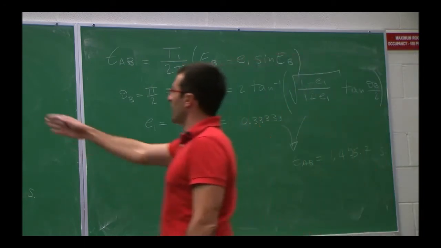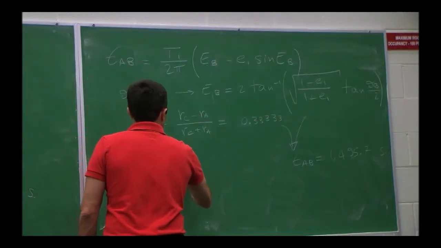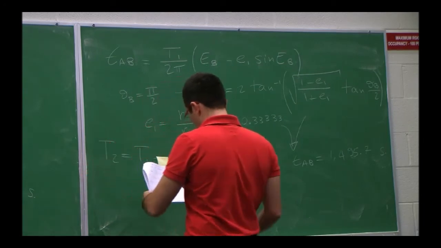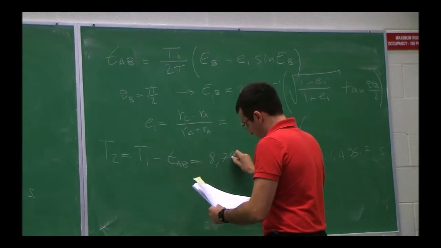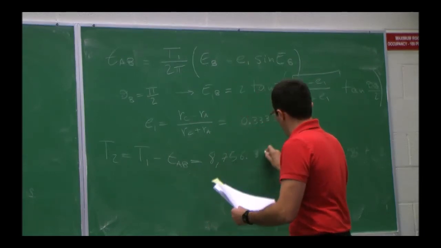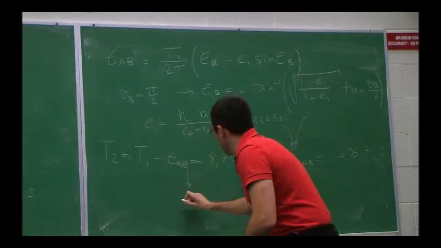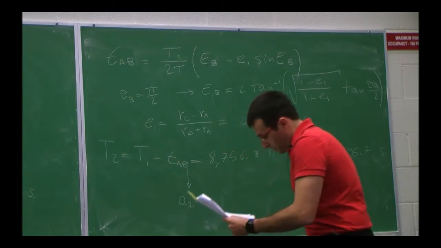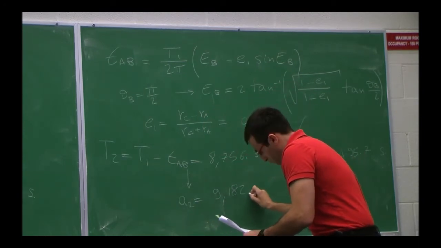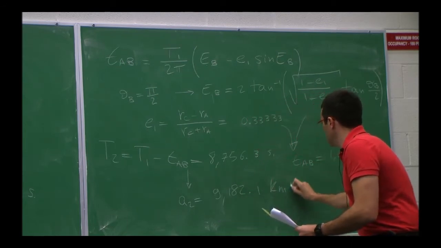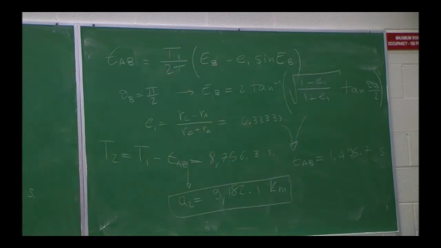Substituting numbers, finally I have T2, right? T2 is T1 minus T A to B, and it is whatever that is, 756.3 seconds, which is telling me that my semi-major axis by expression number 1 of the smaller orbit has to be 9,182.1 kilometers.